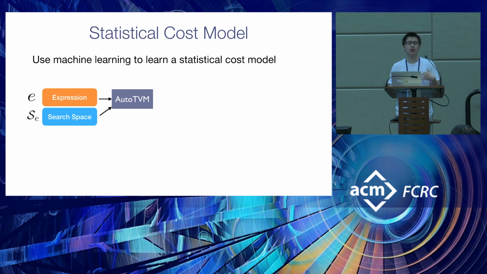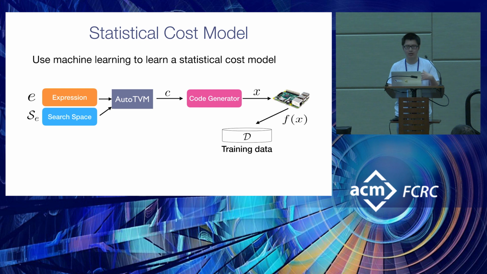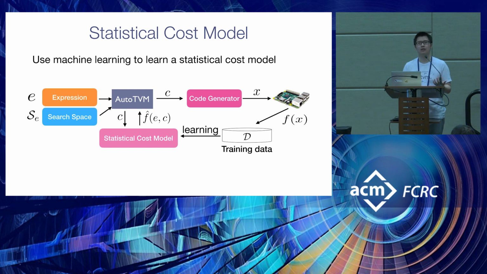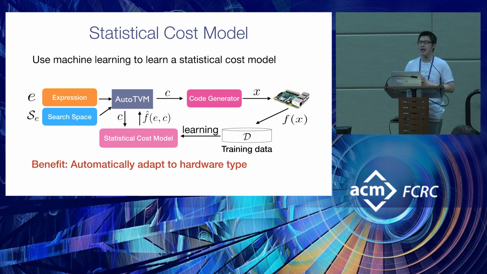TVM's approach is to adopt machine learning. The idea is that AutoTVM will use a machine learning-based model that collects data from target hardware profiles and uses that as training data to learn a statistical cost model that guides the search. The advantage of this approach is that the machine learning-based model will automatically adapt to the hardware type that you are interested in and do performance modeling for your specific type of hardware, without you having to worry too much about how to do modeling for your hardware.